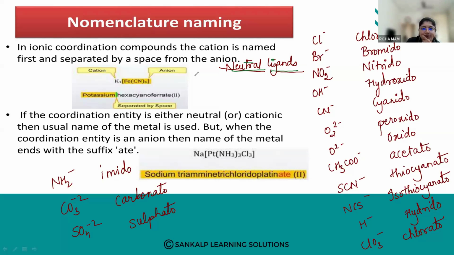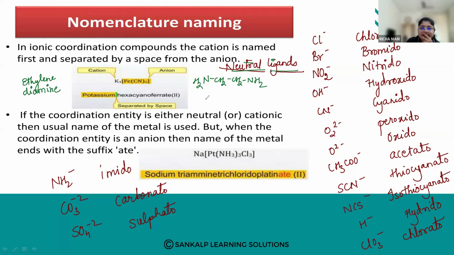For neutral ligands, if you have NH2CH2CH2NH2, what is the name? It is ethylene diamine. I'll write the name here: ethylene diamine.